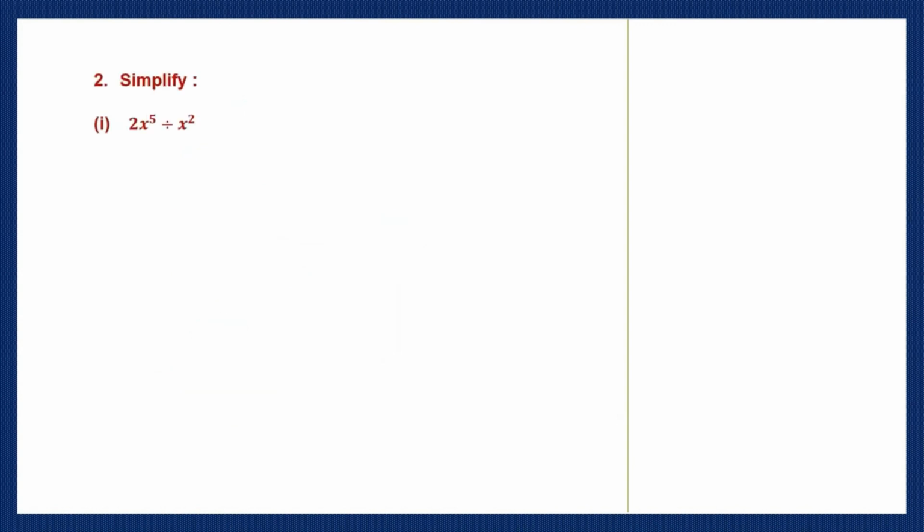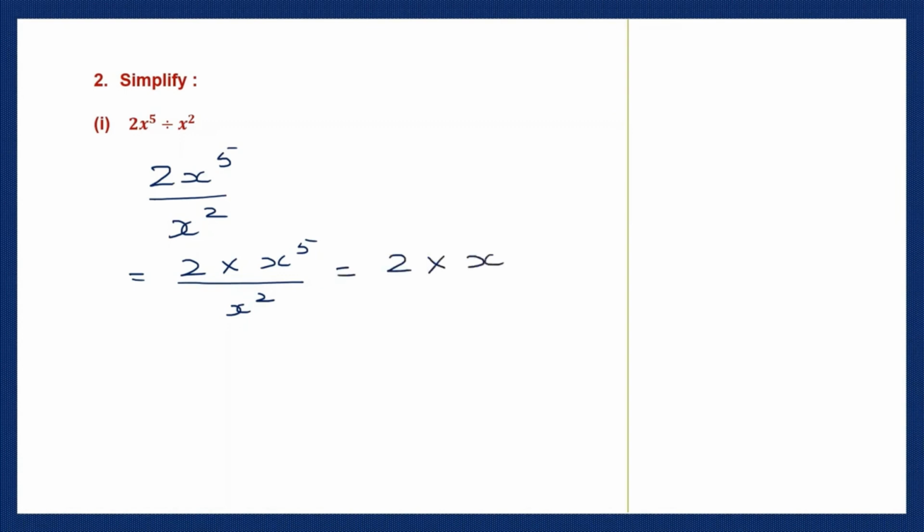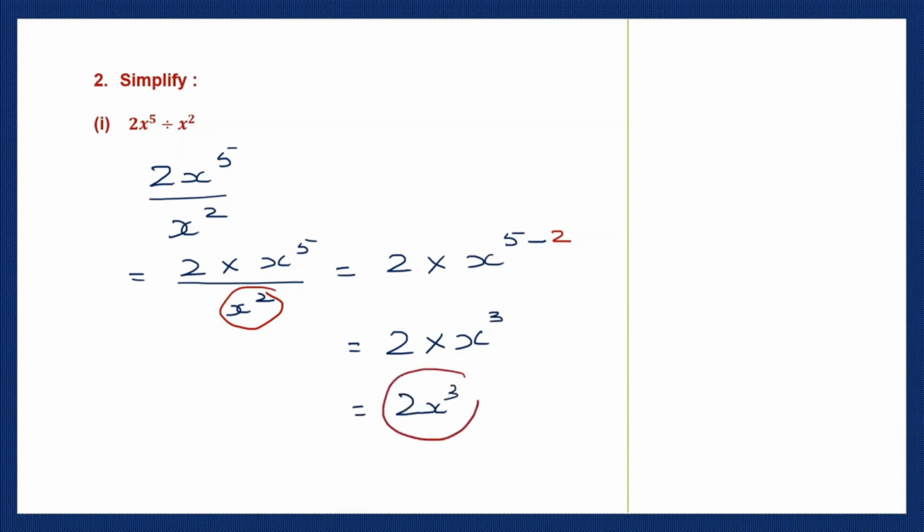Question 2, simplify. So here let's write it down. 2x to the power of 5 divided by x to the power of 2. So this is 2 into x to the power of 5 divided by x to the power of 2. So when we use the exponent law, it becomes 2 into x to the power of 5 minus 2. So what do we get? 2 into x to the power of 5 minus 2 is 3. Finally, 2x to the power of 3. So this is my answer.